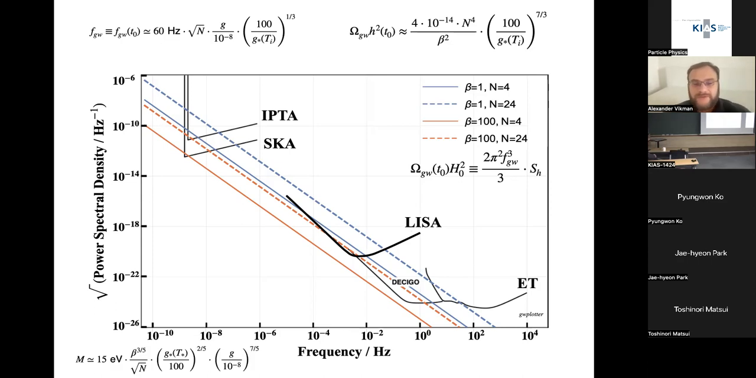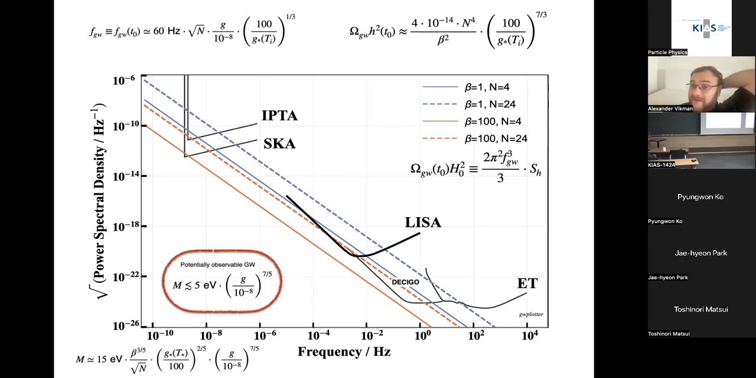Now let's recall what our masses are, and you will see that potentially observable gravitational waves are, roughly speaking, for masses less than MeV, and then this coefficient g divided by 10 to the minus 8, to the power 7/5. In particular, that implies for the region which could be measured, observed, better to say, by LISA, your m is roughly, in the center, like 10 to the minus 5 eV, and g goes from 10 to the minus 14 to 10 to the minus 11. So 10 to the minus 5 eV would be nice for an axion, but of course, what we are considering is not an axion.